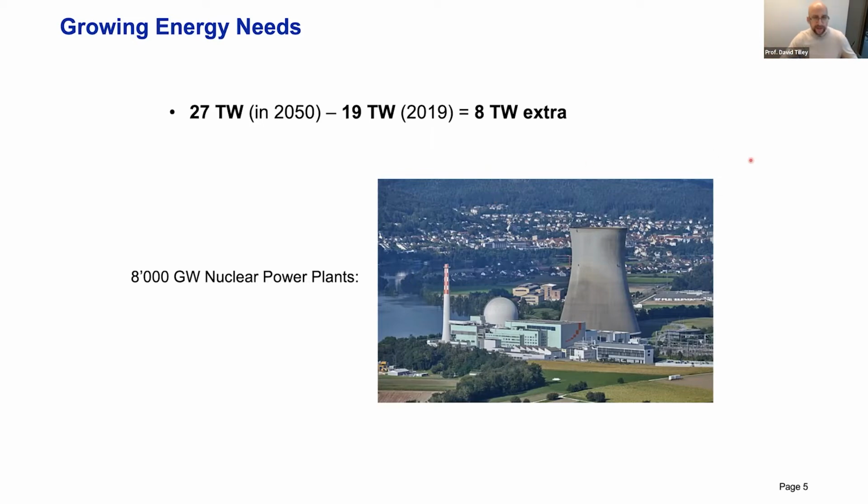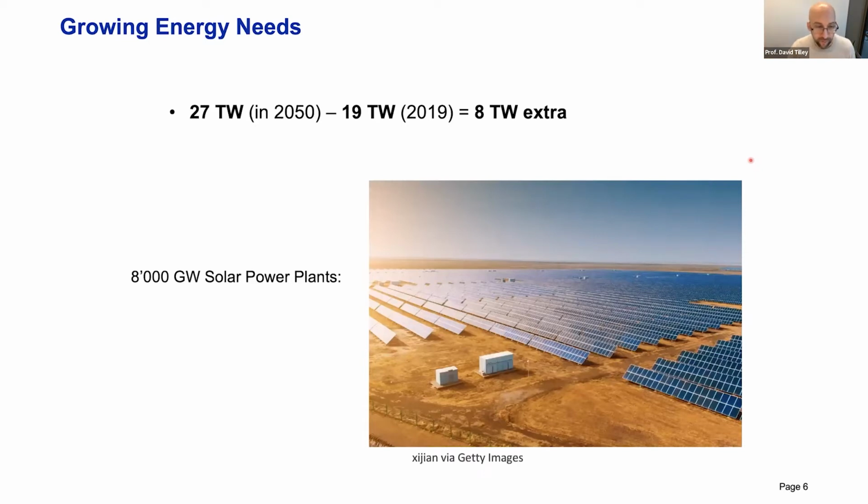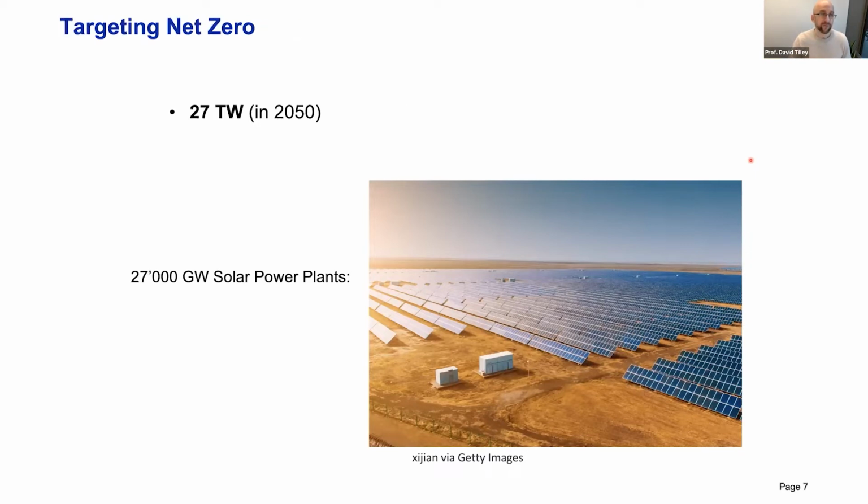We have to worry about regulations and such, but this is also going to be a problem with solar, right? Even if we want to build gigawatt solar power plants, we need to build 8,000 of them. That's just to meet this 8 terawatts. But actually, we're targeting net zero. So what if we wanted to get everything with solar, for example? Then we have 27,000 new power plants to build until 2050. That's roughly 3 power plants per day that need to be constructed.